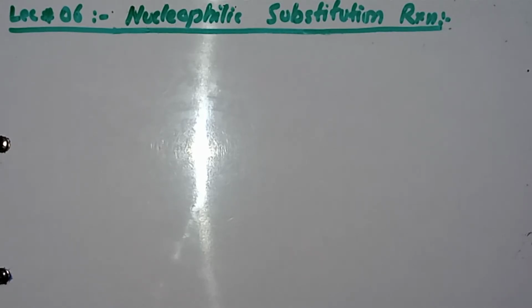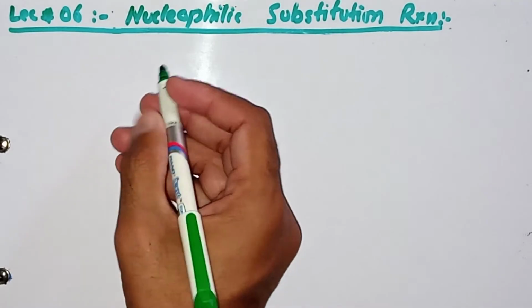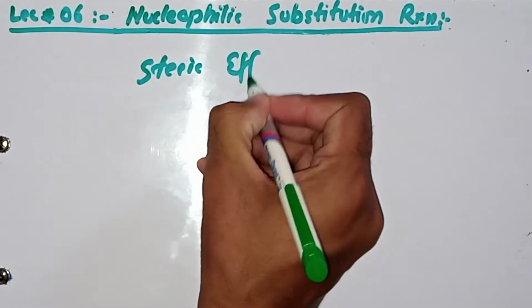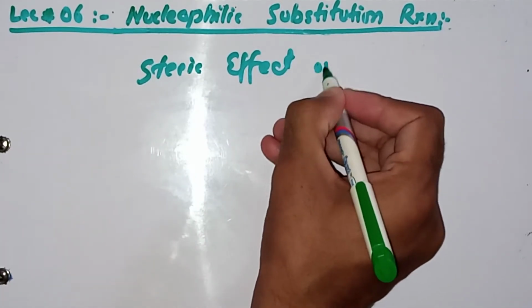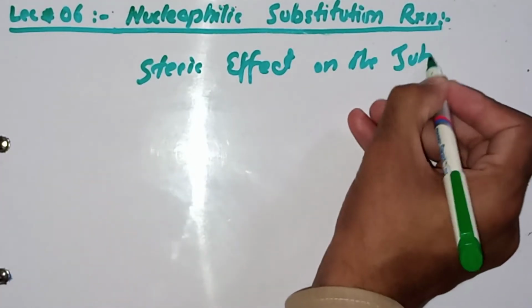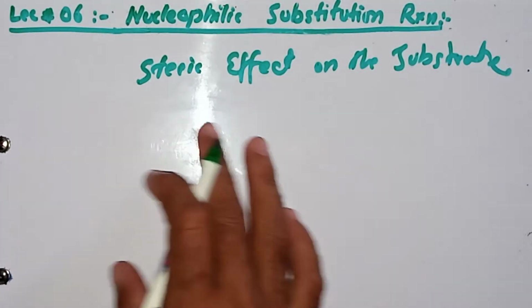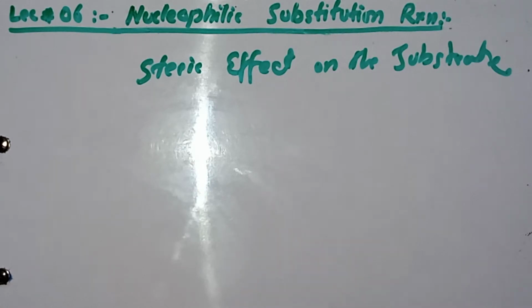Today is lecture number 6 of nucleophilic substitution reaction. In today's lecture, we will be studying the steric effect on the substrate, which is the last effect on the substrate. How is the substrate affected sterically? How does the steric effect affect the substrate?